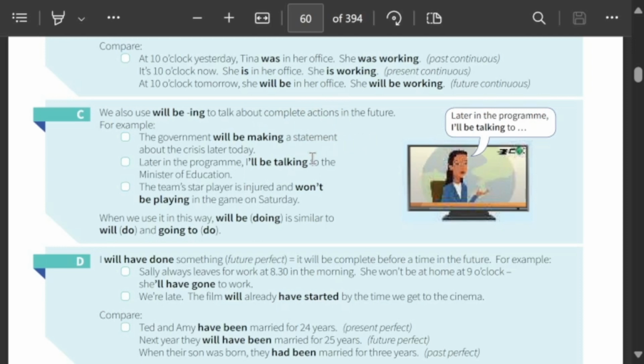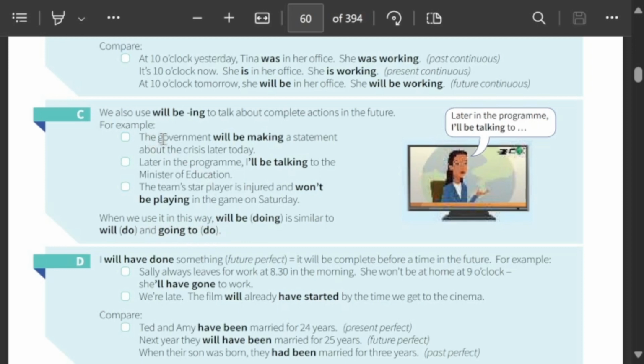Sounds like it's something sure to happen. When we use it in this way, will be doing is similar to will do and going to do. So you see, will be doing in this usage is similar to will do, future simple, and going to do. Yeah. So even the present continuous, you see?